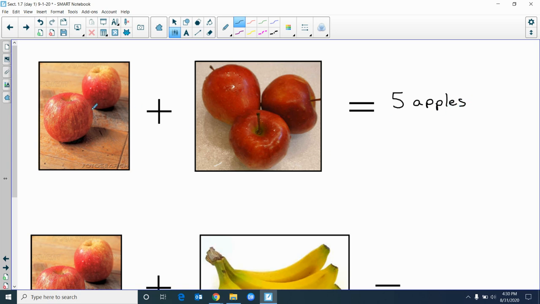Well, in math, here's what I do. Instead of writing the word apple, I can use an abbreviation. I can use an A. 2A stands for 2 apples, plus 3 apples, which I can write as 3a, is going to equal 5 apples, which is 5a. So 2a plus 3a equals 5a.